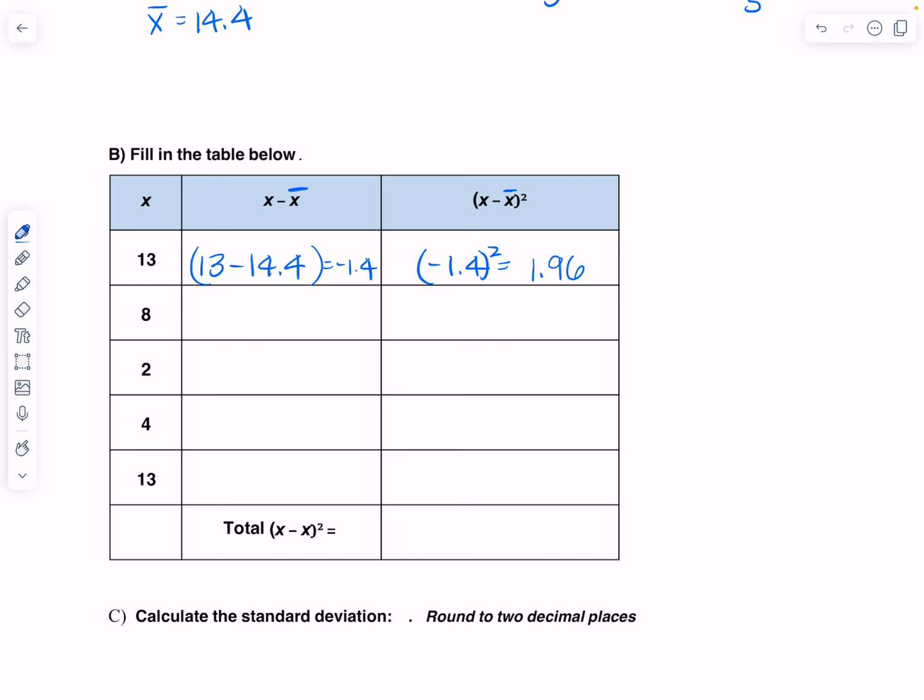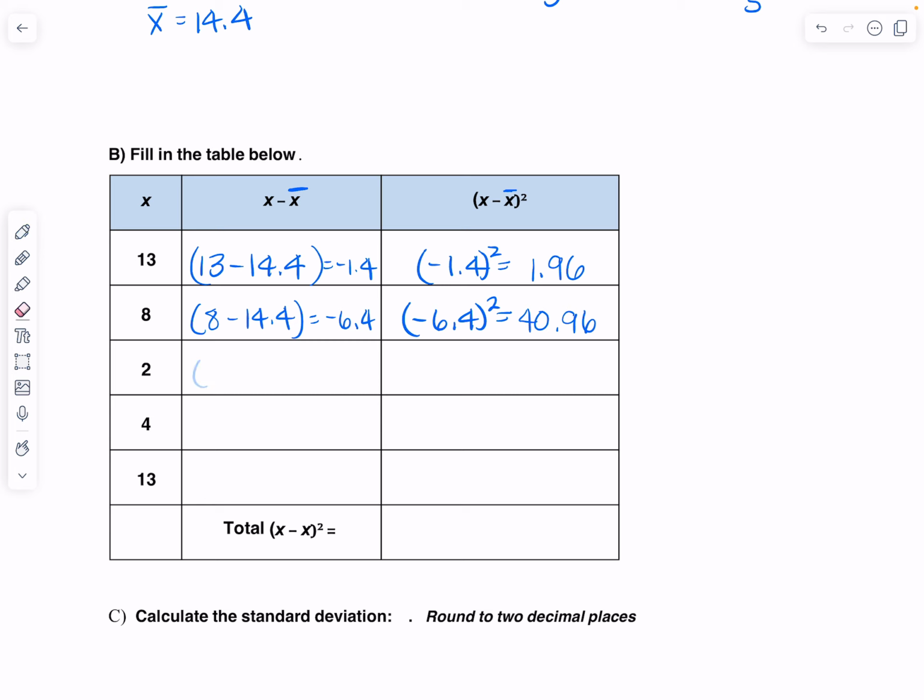So this next one is 8 minus 14.4. So this is negative 6.4. So again, on the calculator, you're going to take parentheses negative 6.4, and you're going to square that value. When you square a negative, you should always get a positive value in return. So that's how you can tell if it's right or not. Notice that we're getting positive values here.